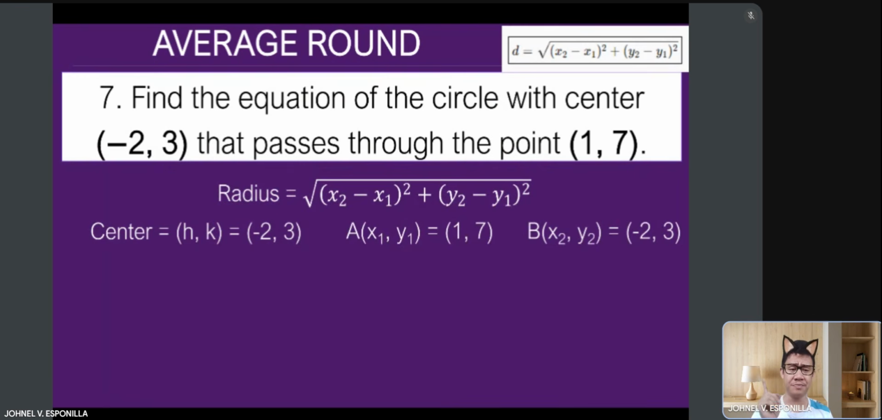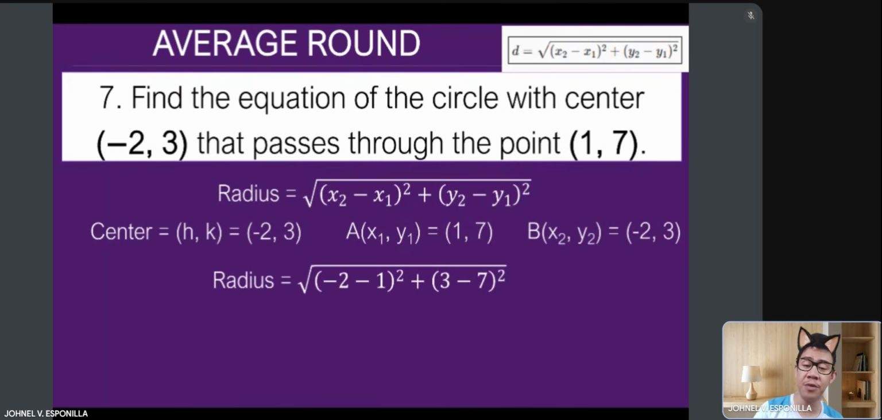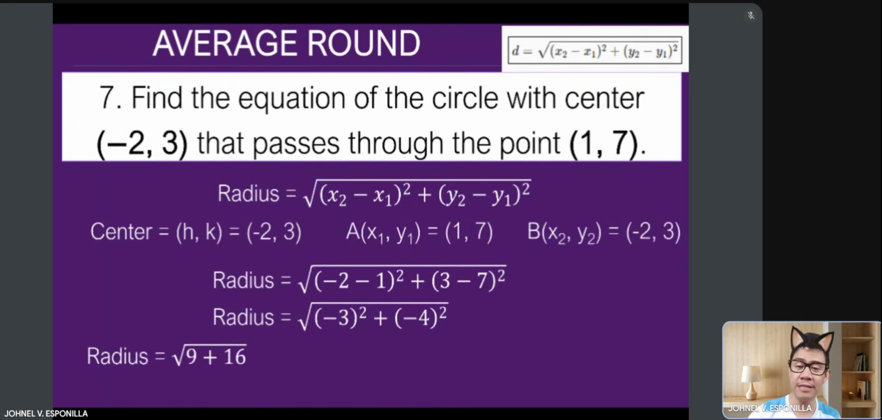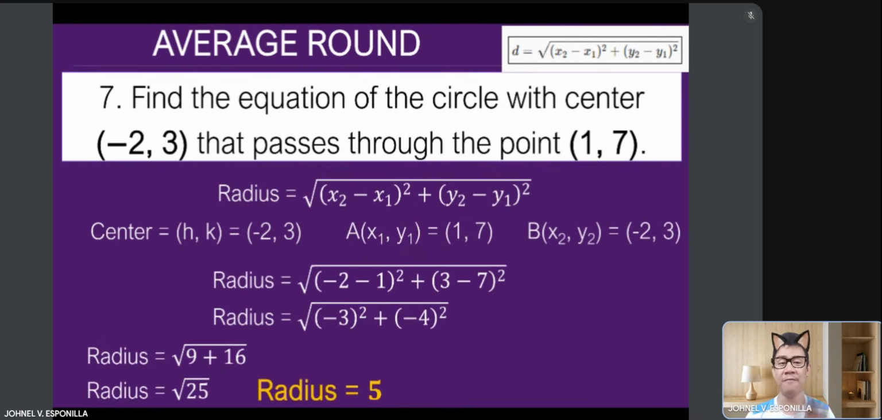Applying the formula, substitution tayo. Okay, so x po natin ay negative 2 minus your x sub 1 which is 1. Then, y sub 2 which is 3 minus the y sub 1 which is 7. Do the subtraction. Negative 2 minus 1 is negative 3. 3 minus 7 is negative 4. Then, square po natin, the square of negative 3 is 9, and the square of negative 4 is 16. Do the addition and get the square root. And the radius is 5.